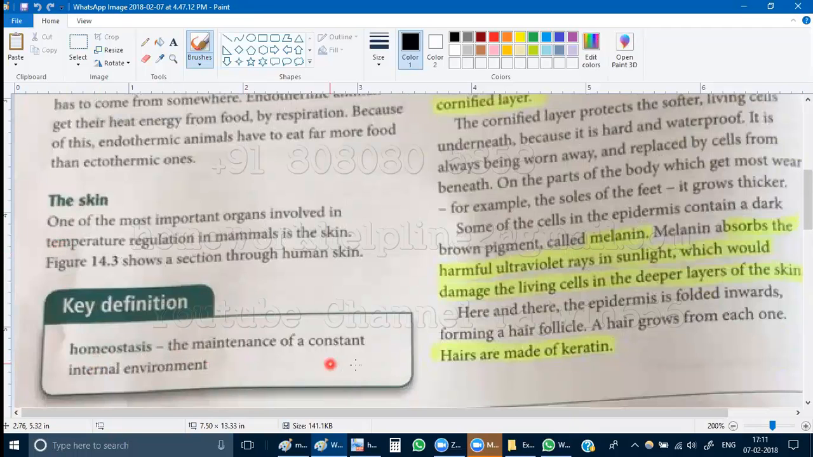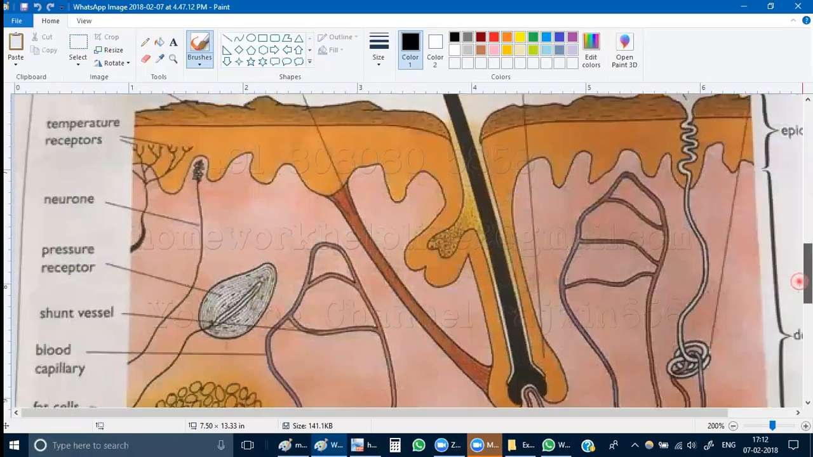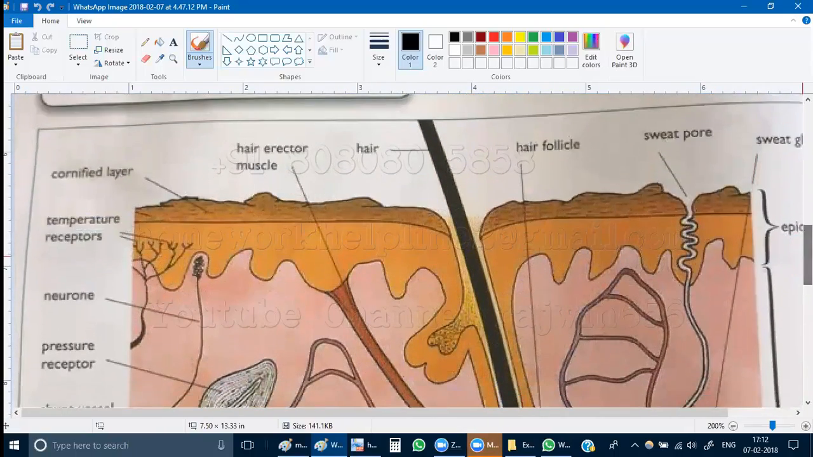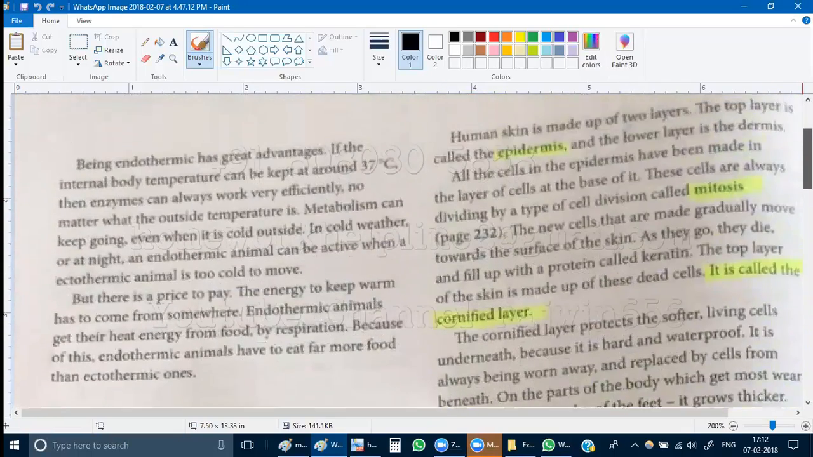Now, homeostasis is the maintenance of a constant internal environment. It is in three respects. One is the temperature, the second is the amount of water, and the third is the amount of glucose. Now, skin is one of the organs that helps us in maintenance of this condition. One of the most important organs involved in temperature regulation in mammals is the skin. Figure 14.3 shows the section through human skin. This is the diagram that we are going to have for human skin, which will be helping in maintenance of a constant environment.